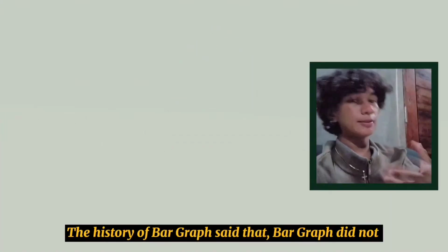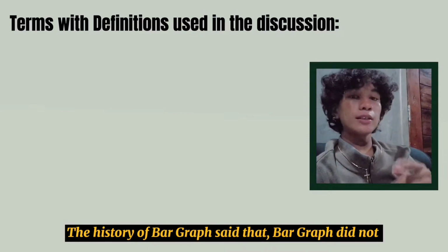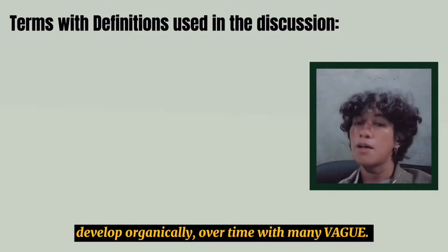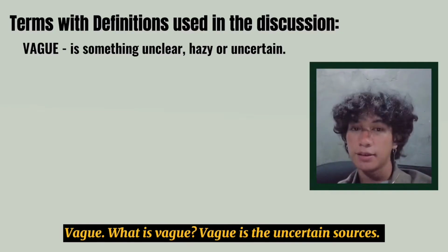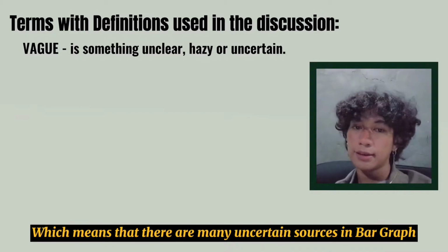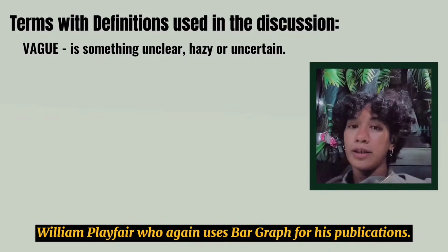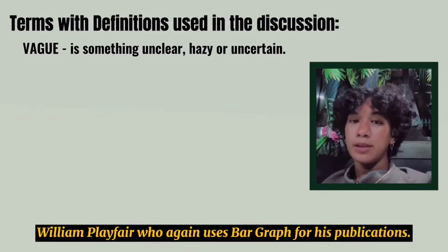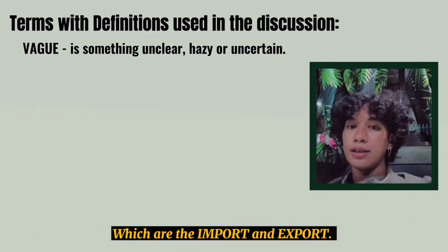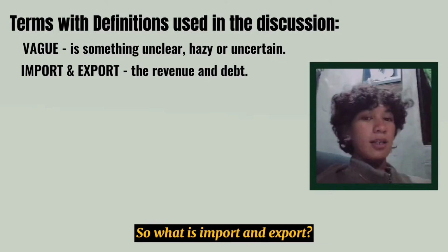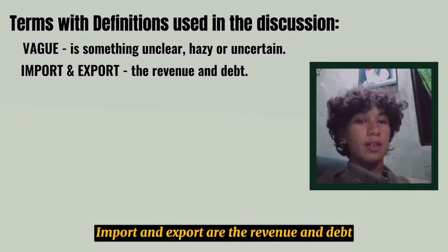The history of bar graphs said that bar graph did not develop organically over time with many vague sources. What is vague? Vague means uncertain, which means that there are many uncertain sources in bar graph. William Playfair, who again uses bar graph for his publications, which is the import and export. So what is import and export? Import and export is the revenue and debt.